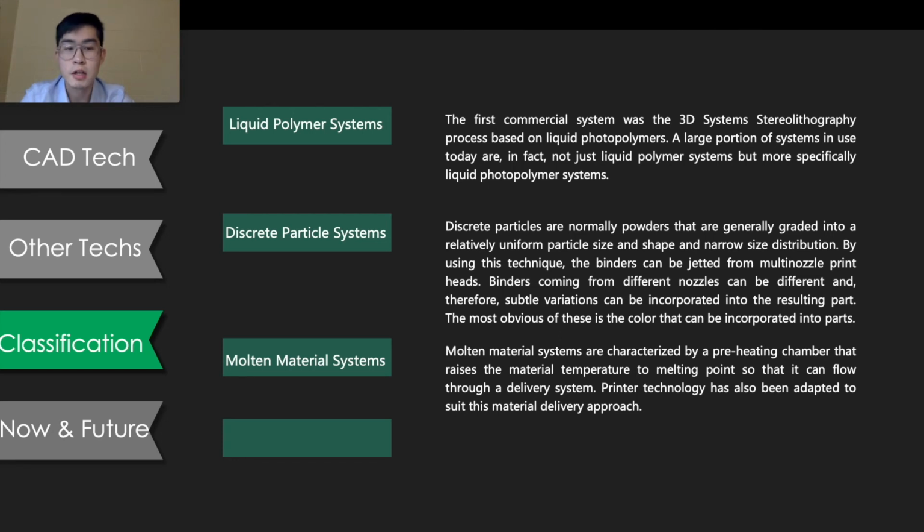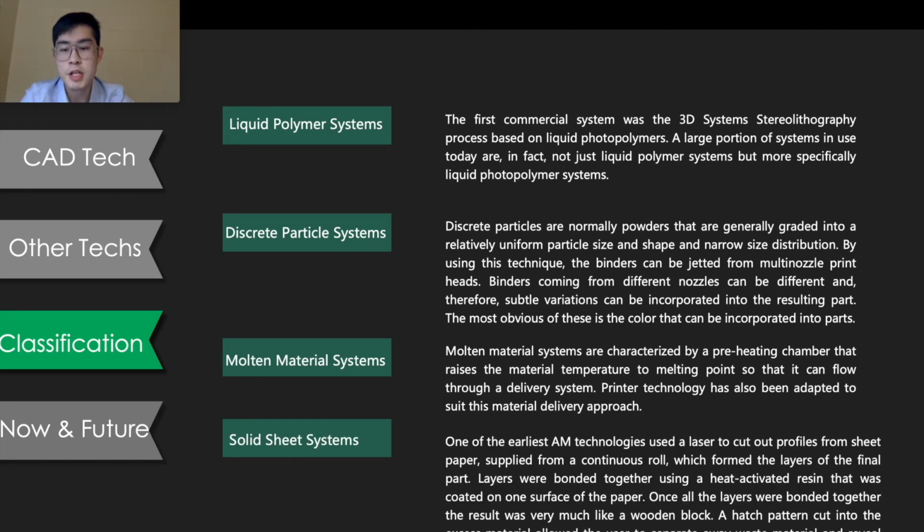Printer technology has also been adapted to suit this material delivery approach. Solid sheet systems. One of the earliest AM technologies used a laser to cut out profiles from sheet paper, supplied from a continuous roll, which formed the layers of the final part.